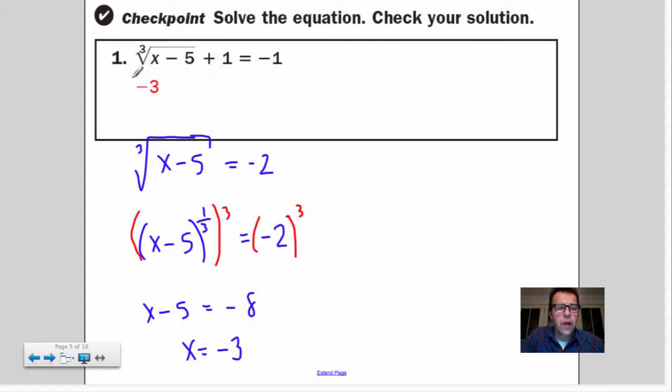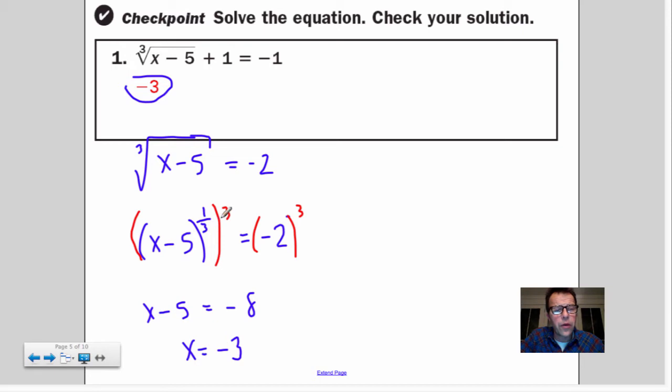And here you go. The final answer should be -3. How did I do it? Well, first of all, I subtracted 1 from both sides. I got -2. And now realize, maybe this helps you to see, that the third root written in the cool radical symbol is the same as raised to the power 1/3.